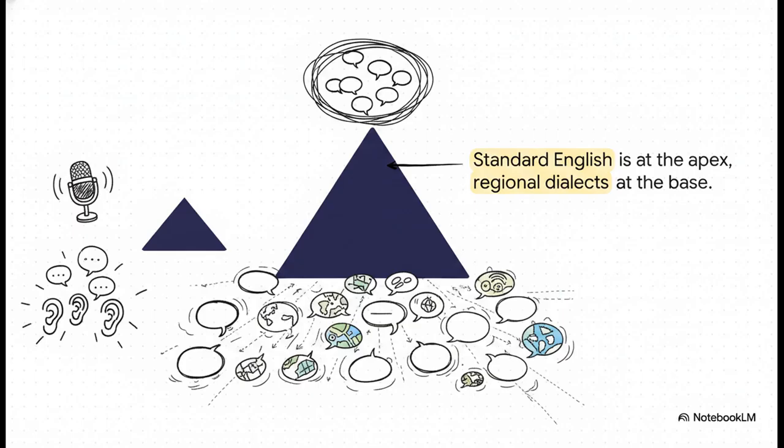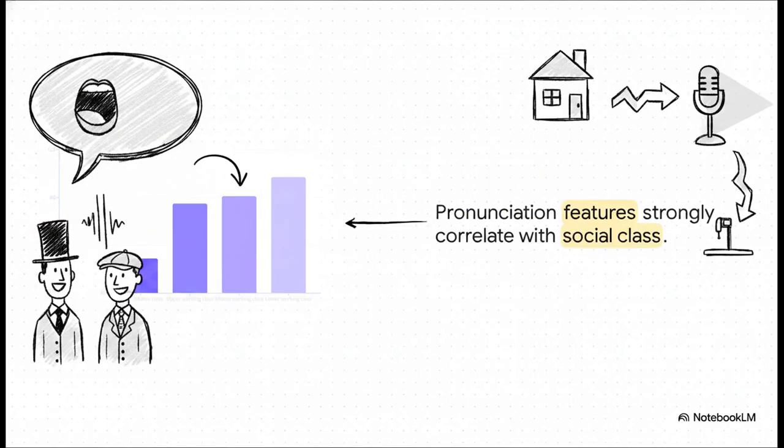But look down at that wide base at the bottom. That's where we find broad regional dialects and accents. The further down the social or educational scale you go, the wider and more distinct the geographical variation becomes. And pronunciation features correlate super strongly with social class. Take H-dropping, for example, saying "ello" instead of "hello." Statistically, that's much more frequent in working-class speech compared to upper-middle-class speech.